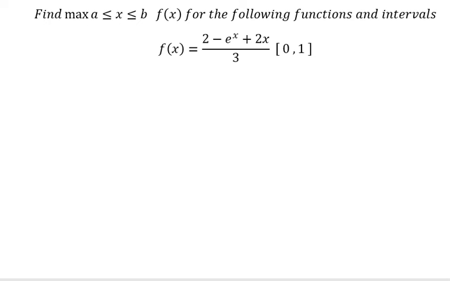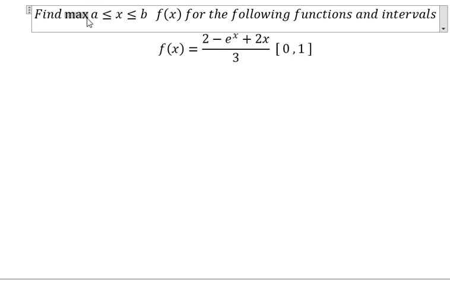Hello everybody. So today I want to talk about calculus. The topic today is about application of derivative. So now I want to show you how to answer. We need to find the maximum value between the interval in here.